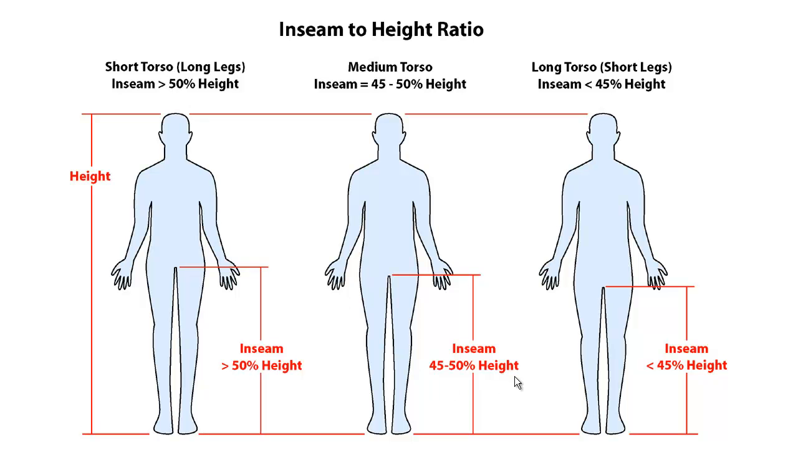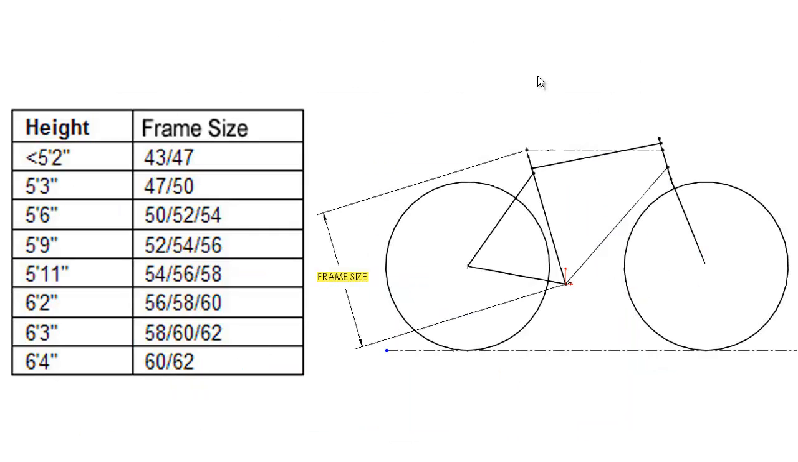If your inseam is between 45 and 50% of your height, you have a medium torso. Finally, if your inseam is less than 45% of your height, it means you have short legs, which is the same as having a long torso. Now, going back to the frame sizing chart, we see that as a person's height increases, the size of the appropriate frame increases as well.